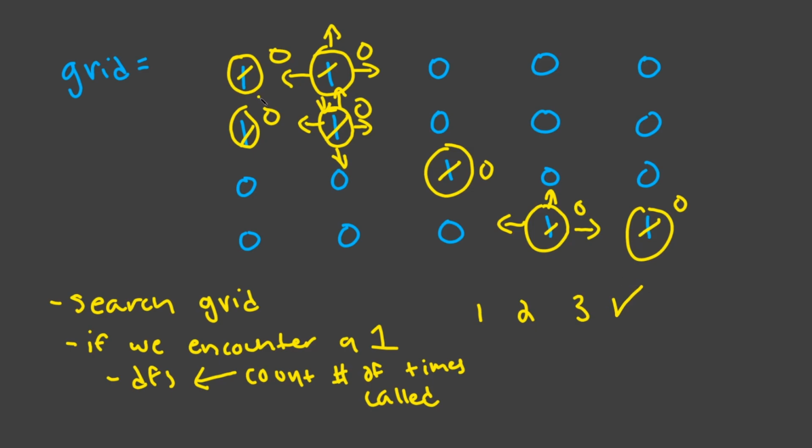So to summarize one last time, what we're going to do is search the whole grid row by row. And then if we encounter a 1, then we want to run our DFS algorithm.